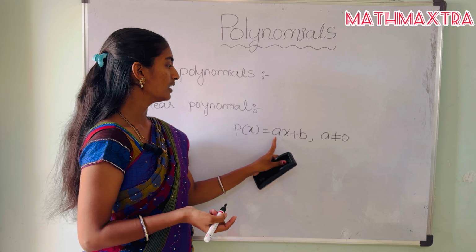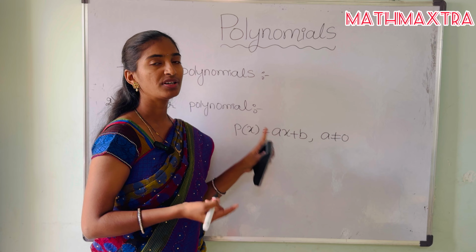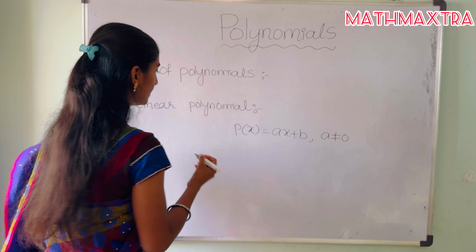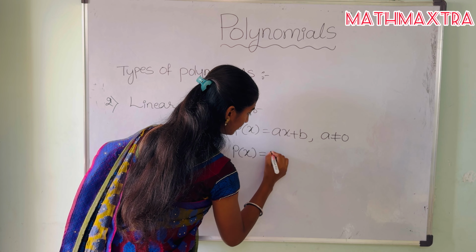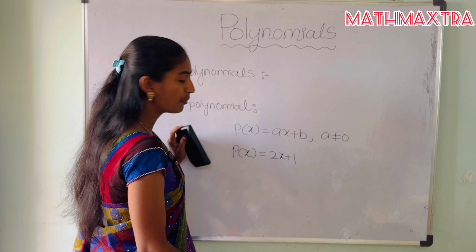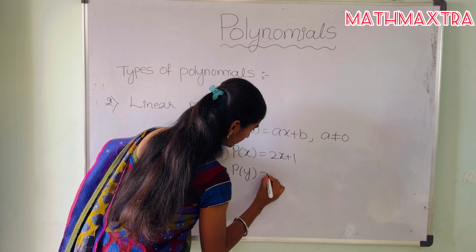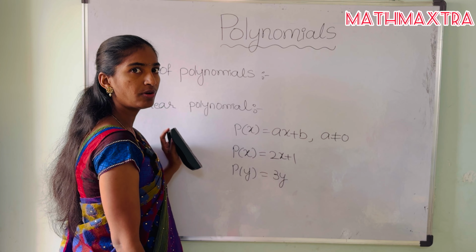So that is why this constant, the coefficient of x, must not be equal to 0. For example, p of x is equal to 2x plus 1. Yes, this is a linear polynomial. And p of y is equal to 3y. Yes, it is a linear polynomial.